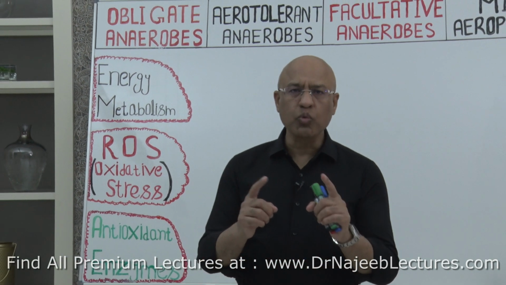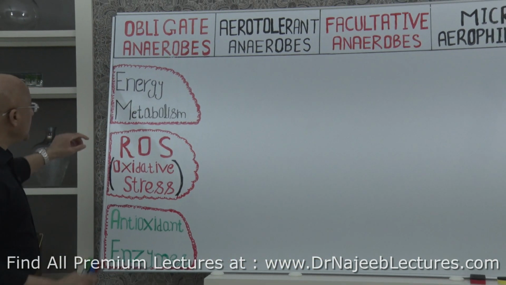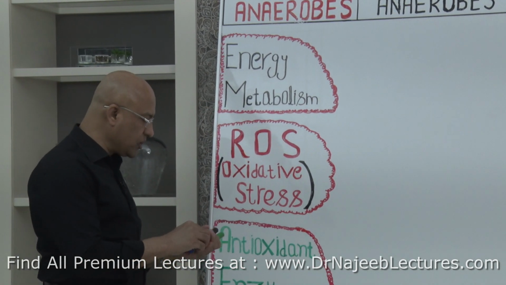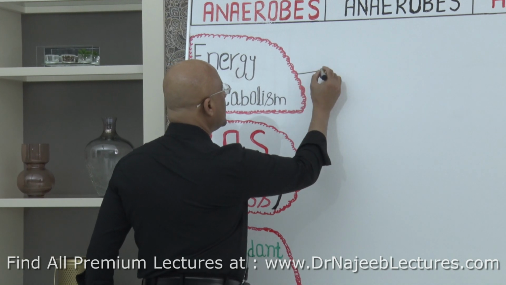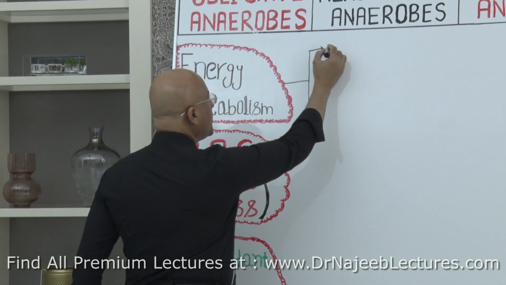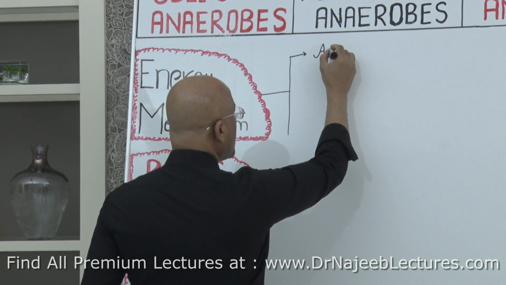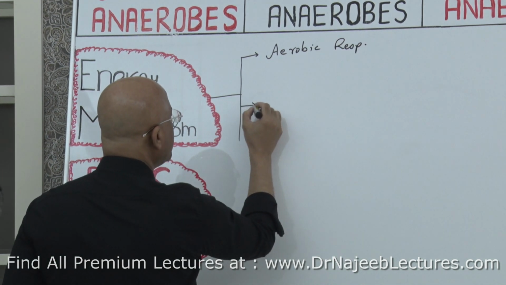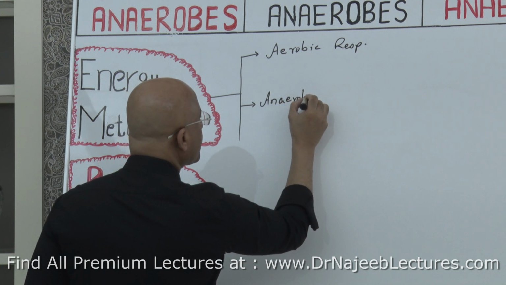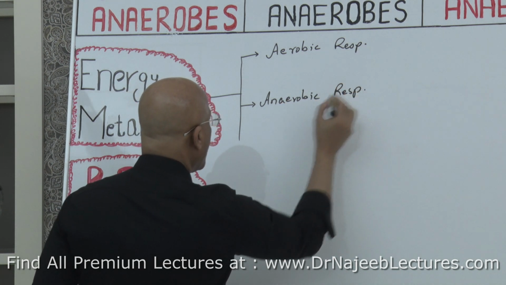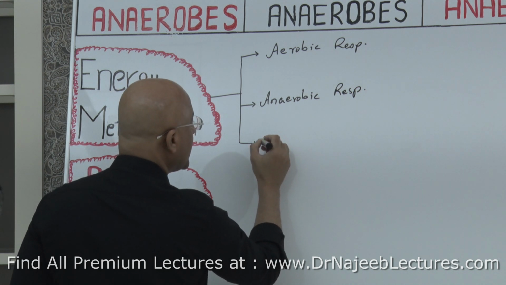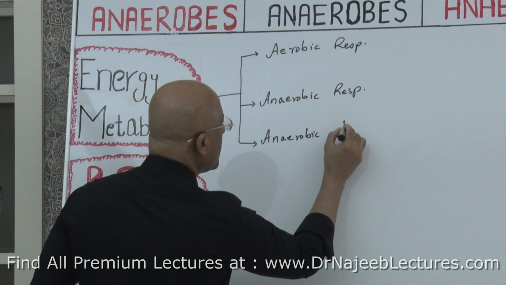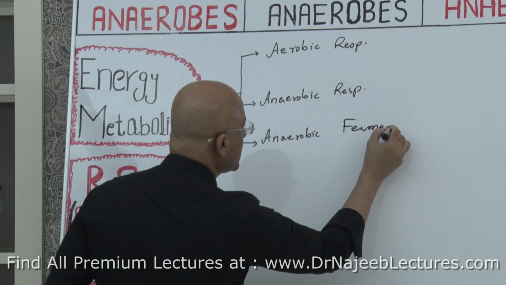In the previous 2 lectures, we have already discussed number 1, the energy metabolism of bacteria and their relationship with oxygen. What we discussed is that bacteria can have aerobic respiration, or anaerobic respiration, or anaerobic fermentation pathways for energy metabolism.